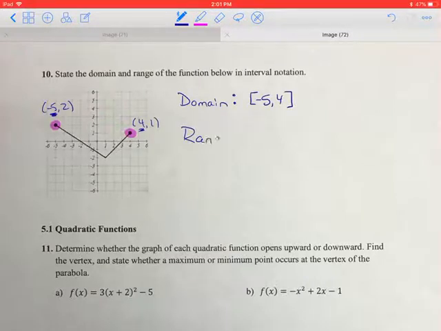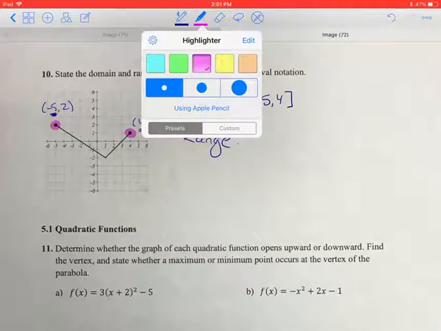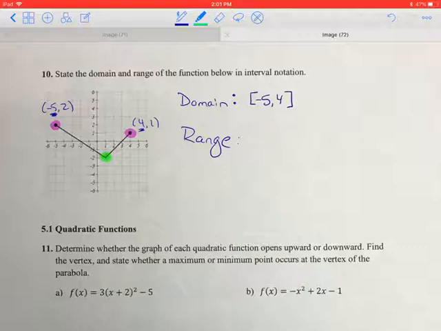closed circles. Now for the range, I'm looking low to high, so I want to identify my lowest point, which is here, and my highest point, which is here. My lowest point will be 1, -2, but remember for range, I want the y values. So my lowest y value is -2, my highest y value is +2, and I put brackets on those as well.